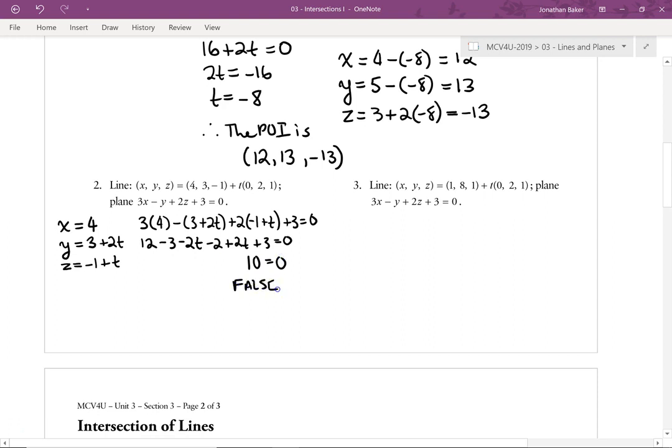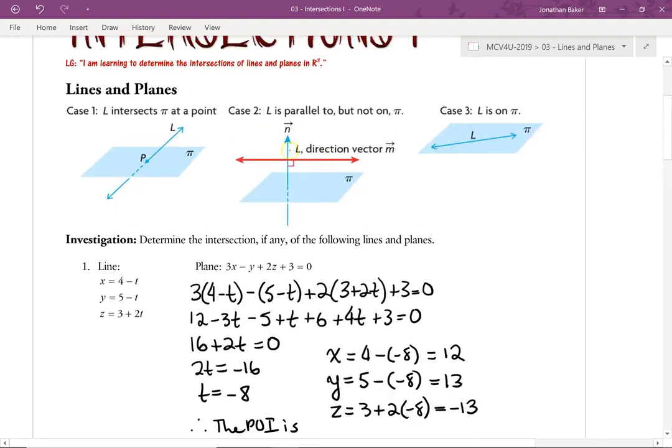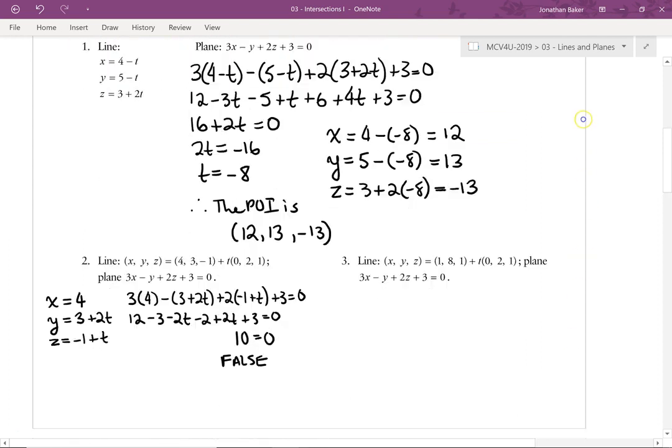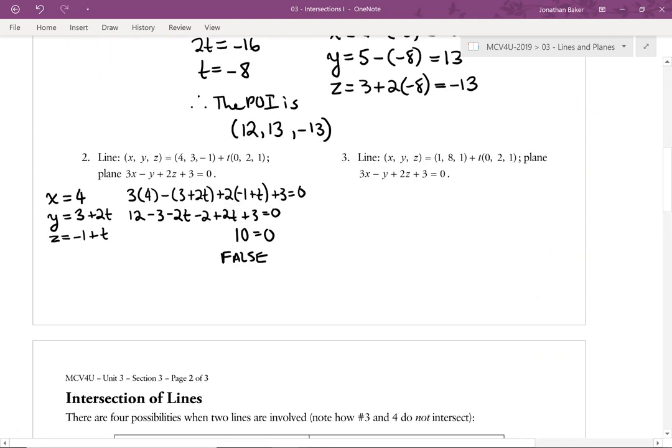Never true. And if you get a false statement once you plug this in, what that means is there's no value of t that could ever satisfy this plane, x, y, and z. And we have this situation here, case 2, where this line is parallel to, but not on the plane. So we can go ahead and say, therefore, no intersection.